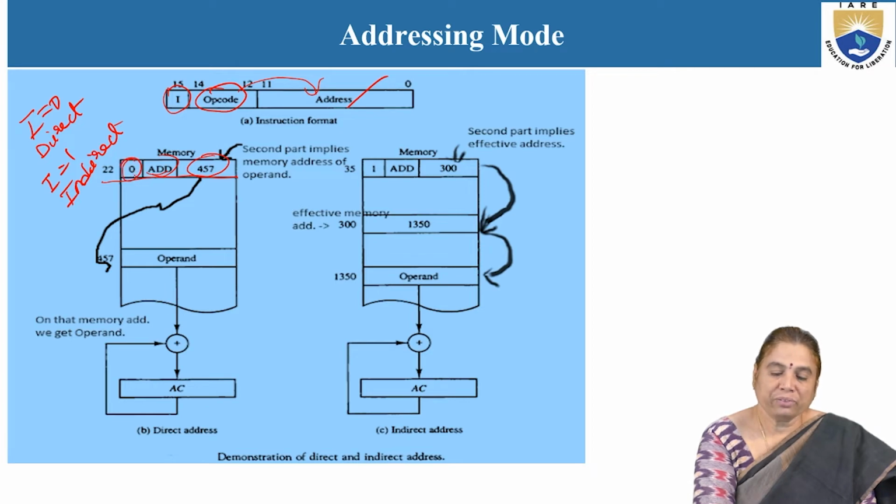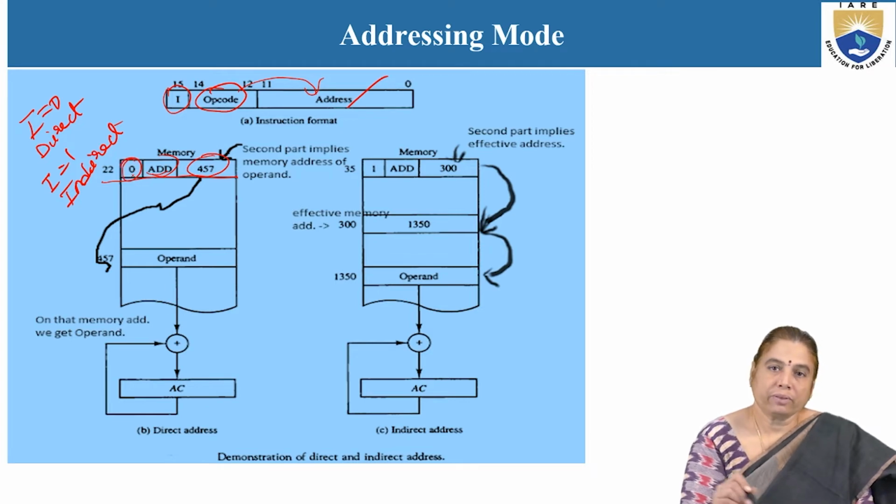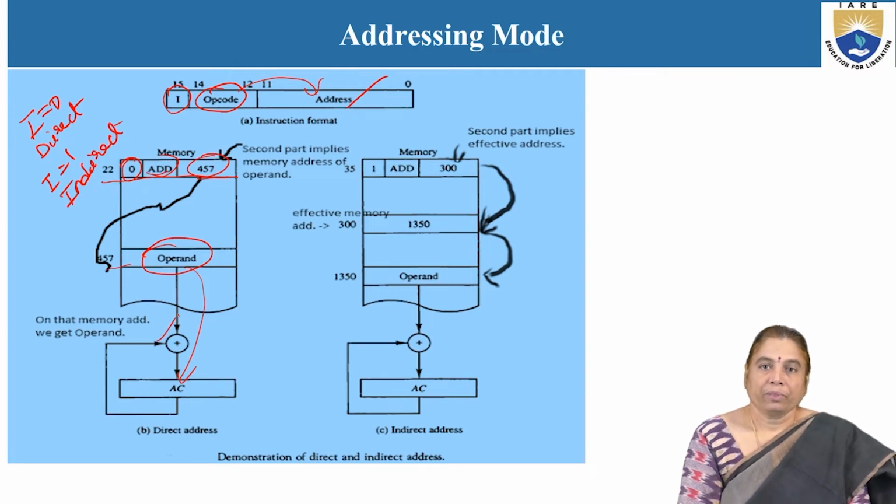The I value is 0, which means it is a direct addressing mode. And here this is the address. So at address 457 in the memory, the operand is available, which can be used along with the accumulator content to perform the addition operation. This is the direct addressing mode.